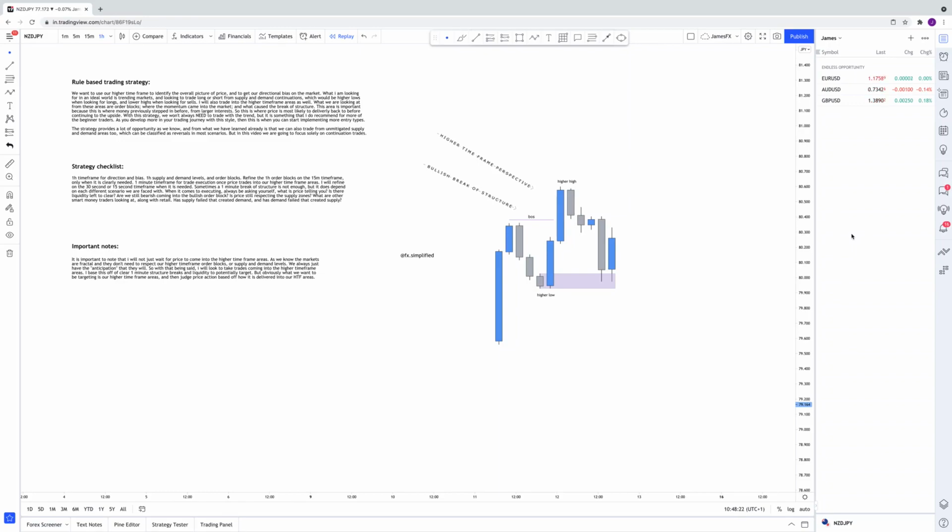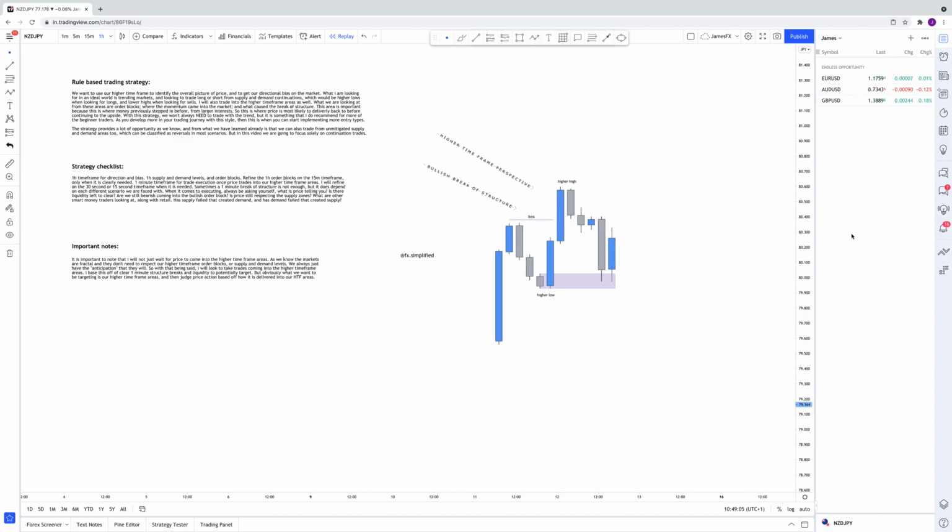So now that we've gone through all of the different concepts to the strategy, I think it's important that we actually start putting things together and talk about the rule-based strategy, the checklist, important notes, and essentially try and keep our discretion to an absolute minimum, and really be having a rule-based strategy and a checklist for us to be looking at before entering trades. So we're going to go through some of the rules, and we take it from there. Then we get into some examples after.